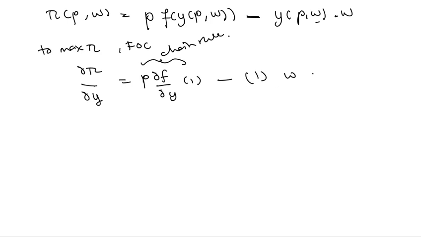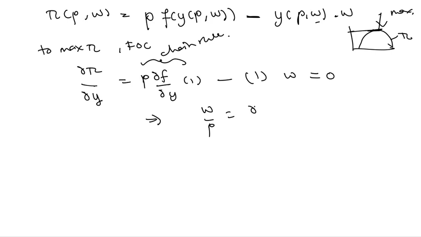First order condition means the differentiation here must be equal to 0, because that means marginal profit is 0. When marginal profit is 0, the slope is 0. Let's say this is a profit function, the slope is 0 at this point, and you can see maximum profit. I hope this is clear. Now, when you rearrange it, you get W over P equals delta F over delta Y. And this is for one input.